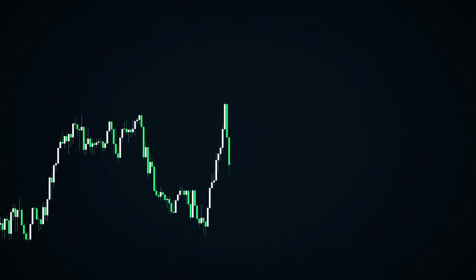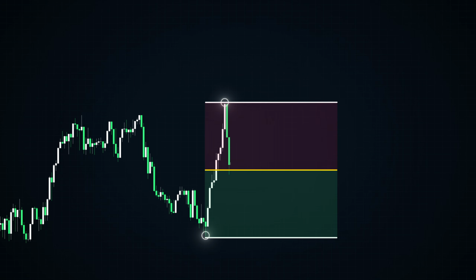First, we need to mark our range. We do this by identifying the most recent swing high and swing low. This helps us see where price is considered expensive, in the premium zone, and where it's cheap, in the discount zone. Now, let's apply the Fibonacci tool. In an uptrend, we draw it from swing low to swing high. In a downtrend, we draw it from swing high to swing low.